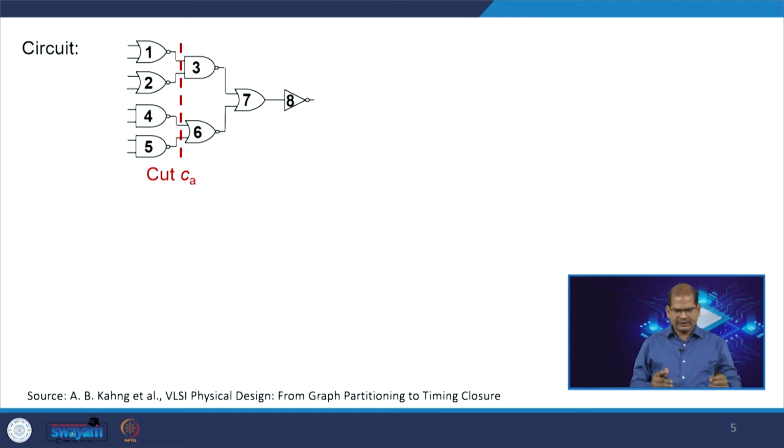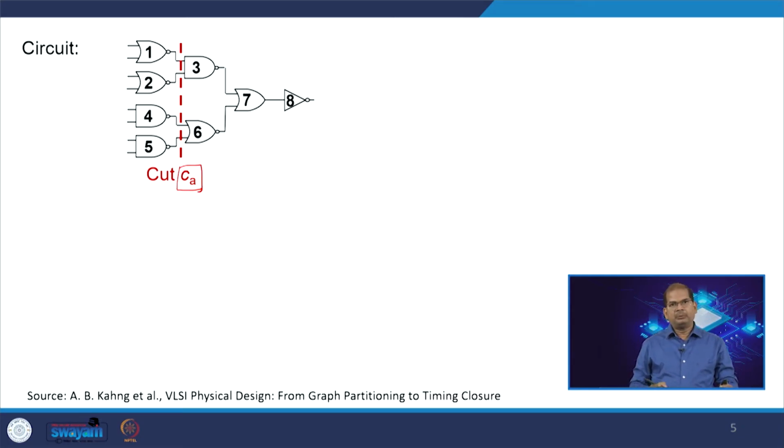Then let us say I take a very small circuit which is having a total of 8 logic gates, 1, 2, 3, 4 like that, 8 logic gates. I can create multiple different partitions, then which is a good partition? How can I distinguish which is a good partition? So, let us say this circuit is there and I did a cut here, this is one type of partition.